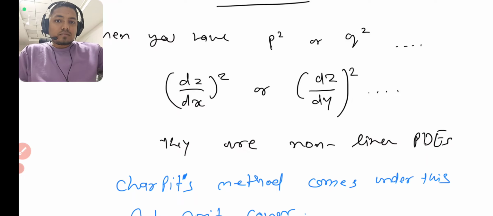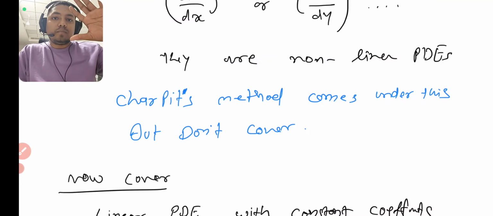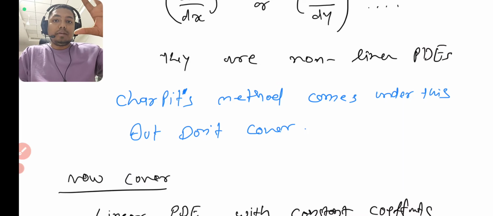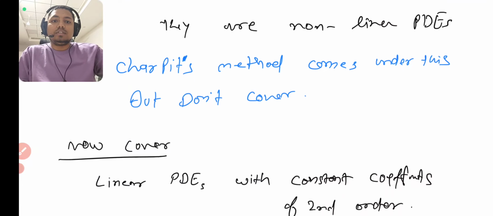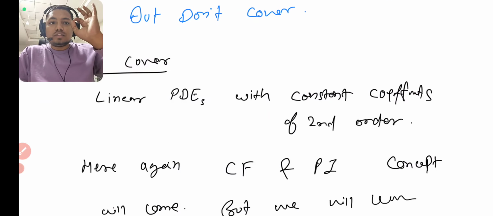So when you have non-linear PDEs, we don't have to cover those first of all for GATE Aerospace. And when you learn non-linear PDEs in your college days, at university, at that time you'll also be learning Charpit's method. So Charpit's method also we are going to skip here. We don't have to cover it here. Now we have to cover linear PDEs with constant coefficients in second order.